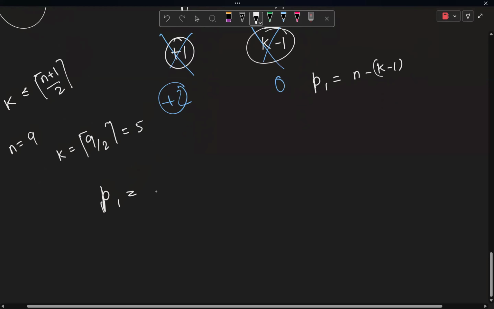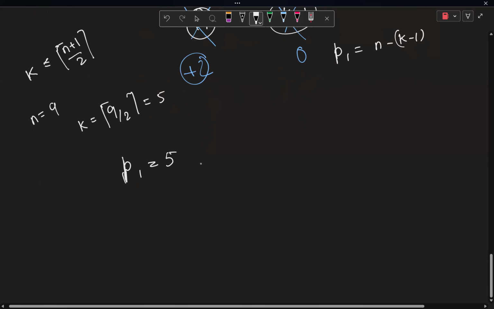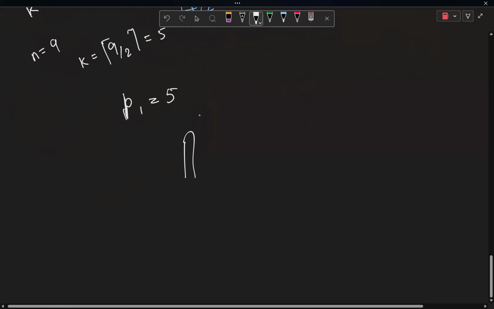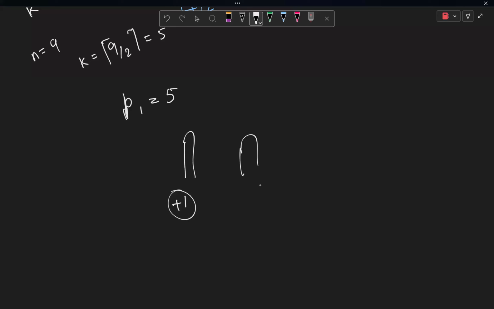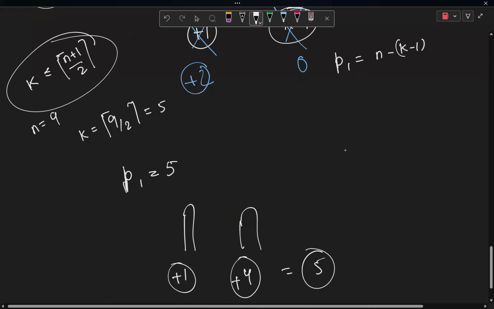P1 comes out to be n minus k plus 1, which is 5. So on the first stall, you will buy only one item and then you will have four coins left. So you will buy four items on the next stall, and you will end up having five items. So our logic is working till this point.